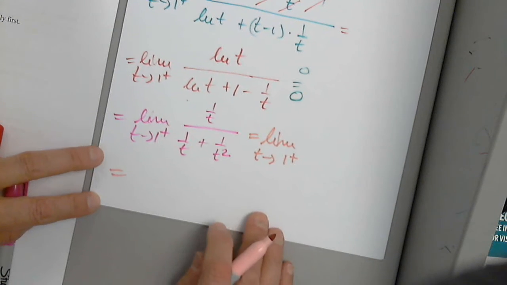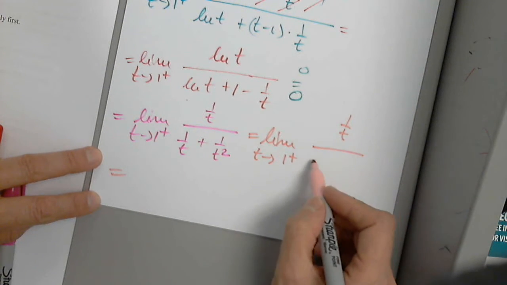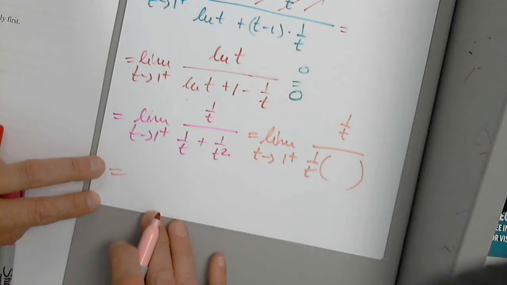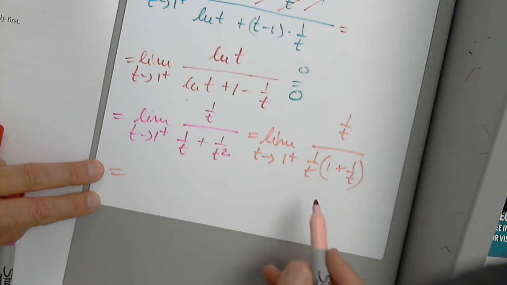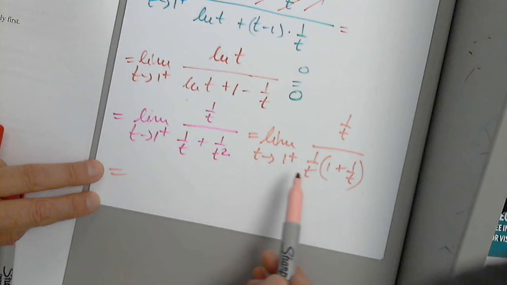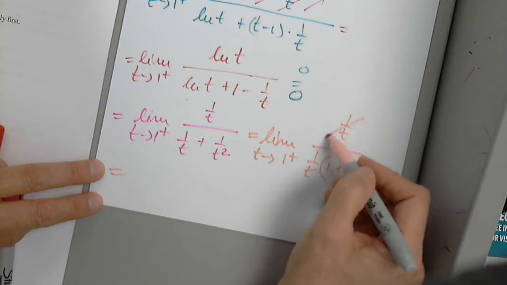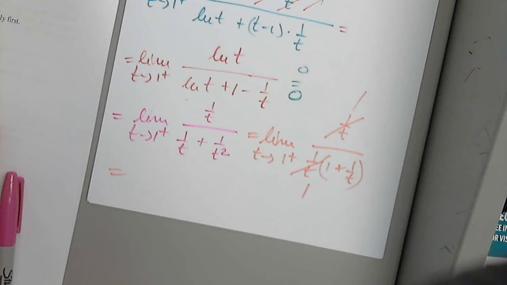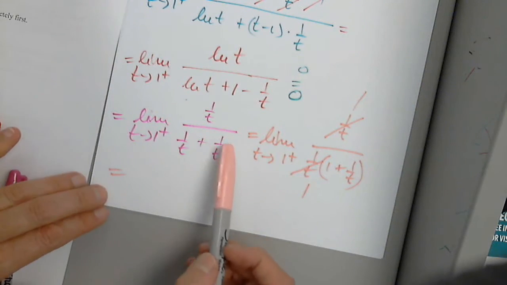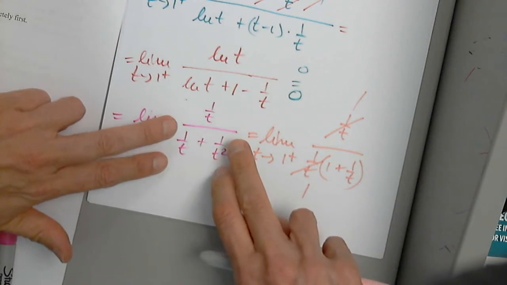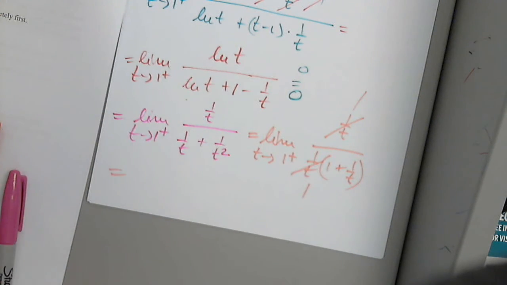Yes, everyone? Okay, so what I would like to do now, if you allow me, if you don't, I'll find another way. 1 over t at the top, and I factor 1 over t from the bottom. And I get 1 plus 1 over t. 1 over t times 1 is 1 over t. 1 over t times 1 over t is 1 over t squared. And you see the reason why I did that, only because I saw the top has 1 over t, and the denominator has a factor of 1 over t. Now, if you don't want to do that, then you have to find the least common denominator, and when you're done, flip this and multiply by 1 over t. It's one or the other.